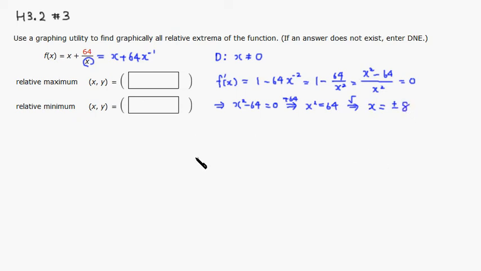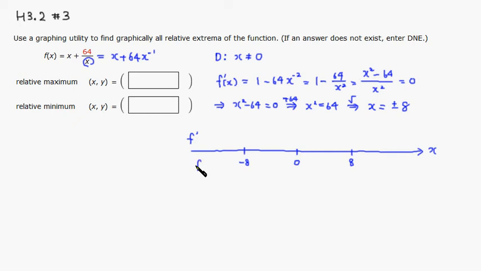Alright, so let's do the number line. So draw a number line. Then we're going to mark, since it's not defined at 0, I have to put a 0 there. And also negative 8, so I'll put negative 8 there. And also a positive 8 right there. Then let's look at the sign of f prime.